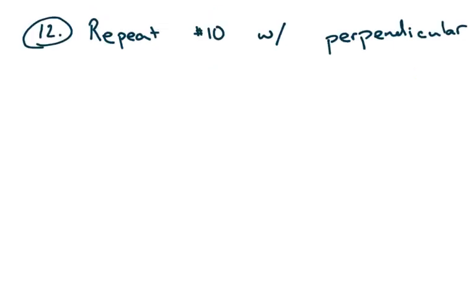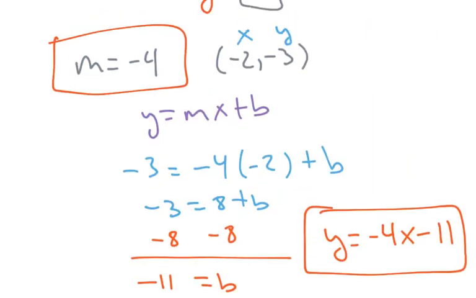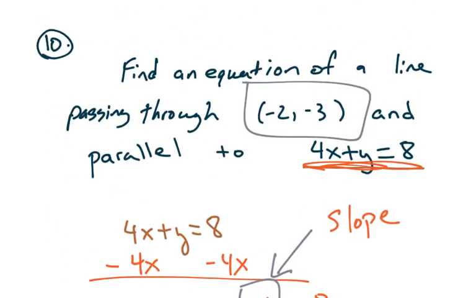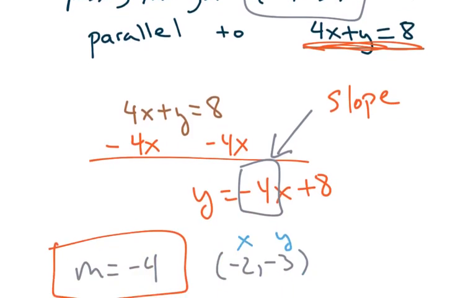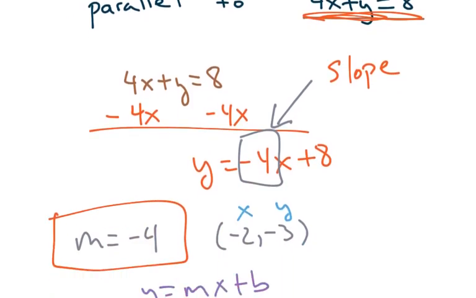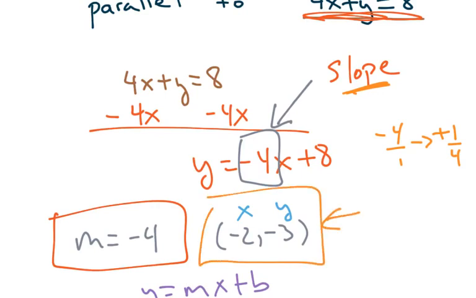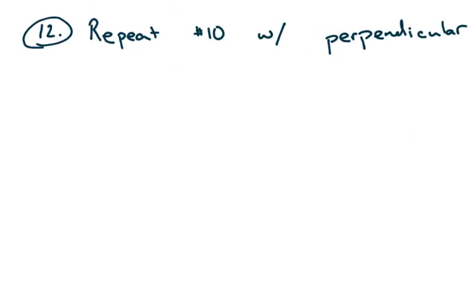Okay, so we're going to go back now and redo number 10 with perpendicular. As we recall in number 10, we know the slope is negative 4, right? But now we want something perpendicular. So perpendicular means we have opposite reciprocal slopes. So what's the opposite reciprocal of negative 4? Change the sign, flip the position of x and y, so we have 1/4, and it's still going through the point negative 2, negative 3. So we're going to do the same thing with 1/4, going through the point negative 2, negative 3.